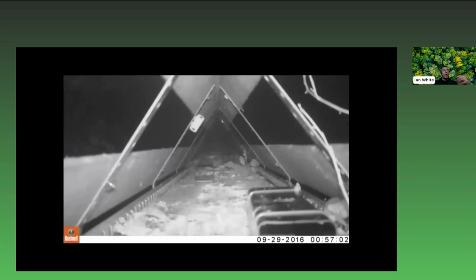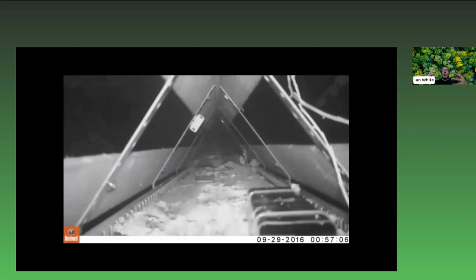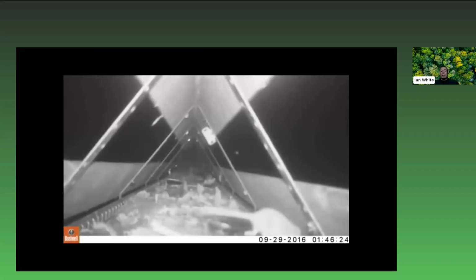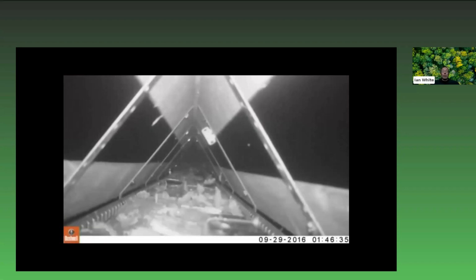Because the sides of the bridge are open, it's quite easy to train tree branches along the side of the bridge, giving, as I say, dormice or other species multiple access points to get onto the bridge to use it. But certainly dormice seem to make full use of all areas they could use to cross.